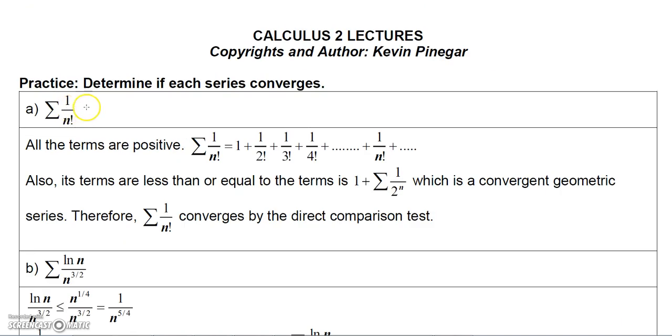So I'm just going to wrap this up with a few series here, and we're going to determine if these series converge or diverge. The first series is 1 over n factorial. Now if you remember, n factorial just means you multiply: 1 factorial is 1, 2 factorial is 2 times 1, 3 factorial is 3 times 2 times 1, and so forth. So 1 over n factorial gives me the terms 1 plus 1 over 2 factorial plus 1 over 3 factorial plus 1 over 4 factorial, and so forth.